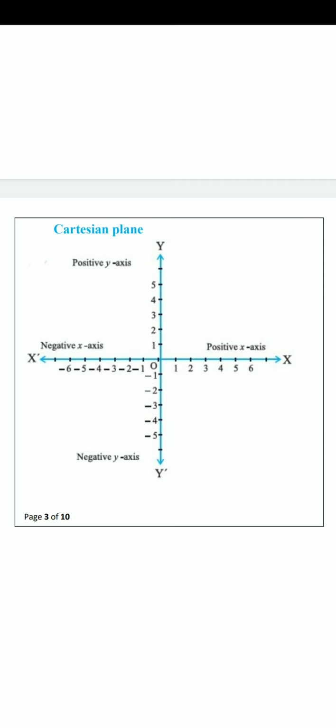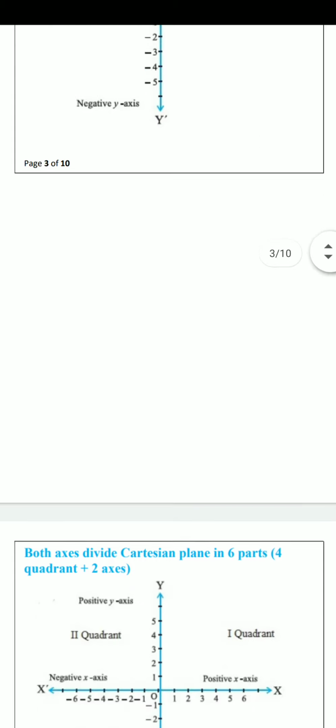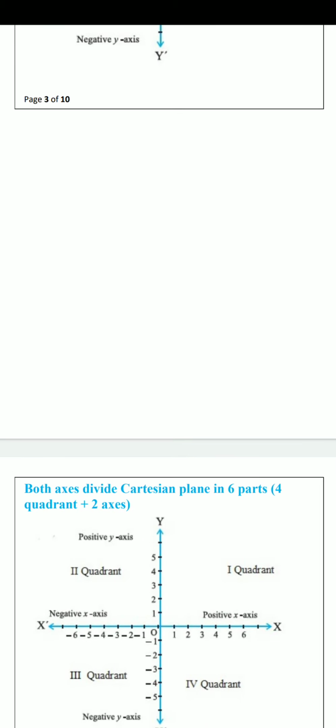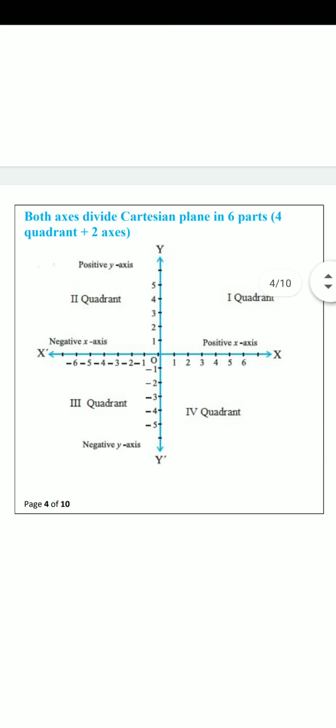These two axes divide the Cartesian plane into parts. You can see in the next slide. Both the axes divide the Cartesian plane into parts. You can see what the parts are. 4 quadrants, the numbers I have given. The number we have to give starting from the topmost right and move always anti-clockwise. So the topmost right is 1, then second, third and fourth. 4 quadrants. Now what are the other two parts?